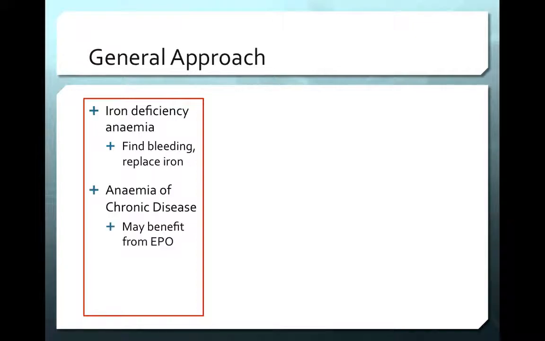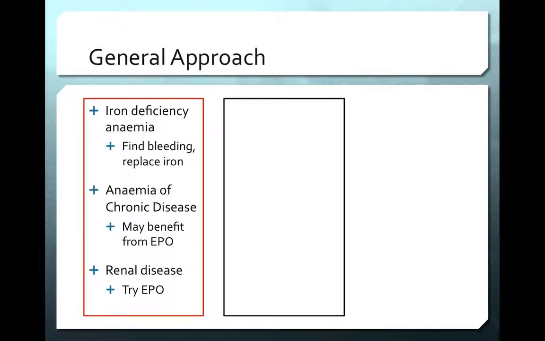A good general approach is to try and look at the lineages separately. So if someone has iron deficiency anemia, find bleeding and replace the iron. If someone has anemia of chronic disease, they may benefit from EPO, but having said that, there's no real study of EPO in lupus to back that up. And in renal disease, we obviously would try EPO as well.